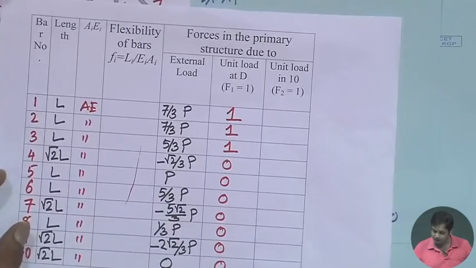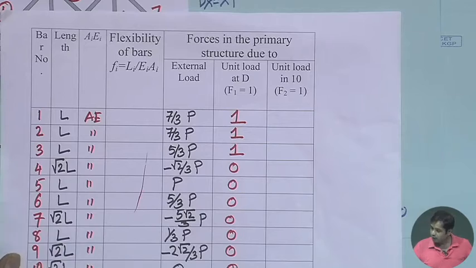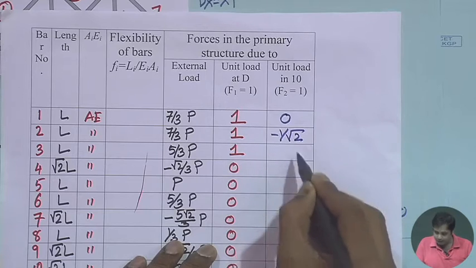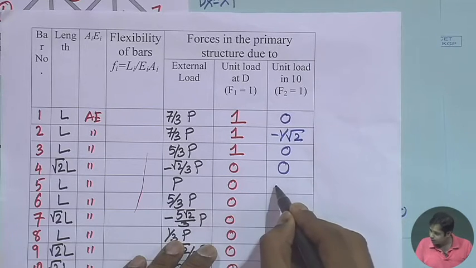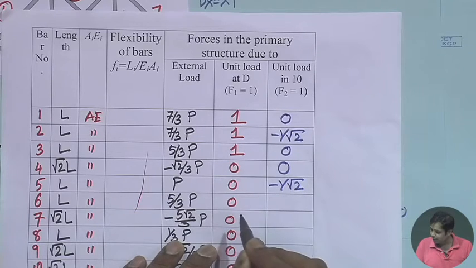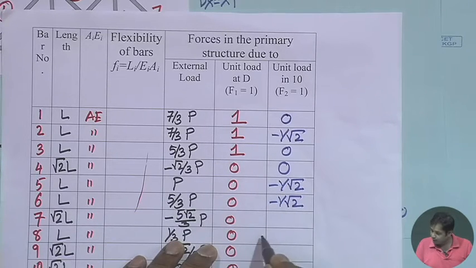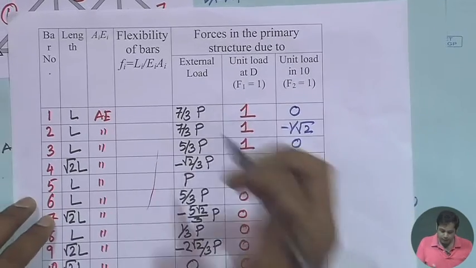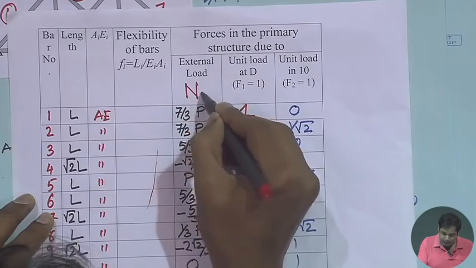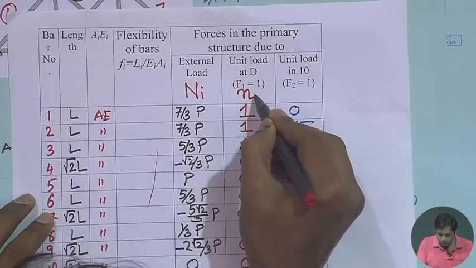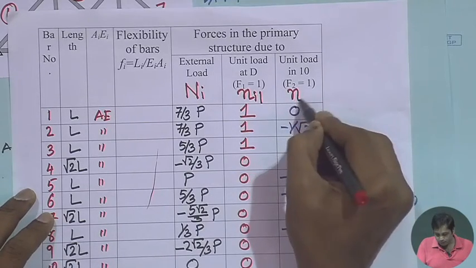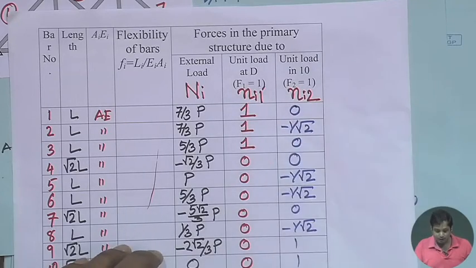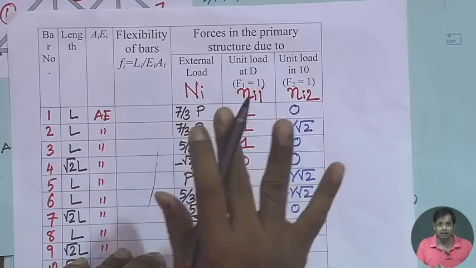Let us write the forces. These values will be: the first member is 0, then minus 1 by root 2, then 0, 0, 0, then minus 1 by root 2 again, minus 1 by root 2 again, 0, minus 1 by root 2, and then 1 and 1. So, this is capital N I, this is small n I 1, and this is small n I 2. This is associated with the first redundant, this is associated with the second redundant, and it is due to the externally applied load.